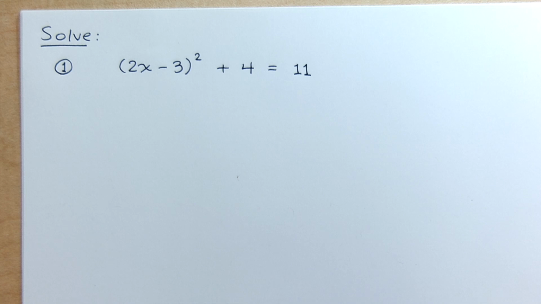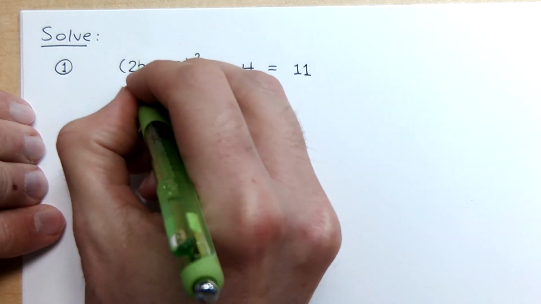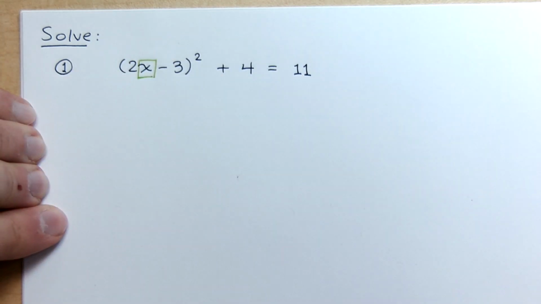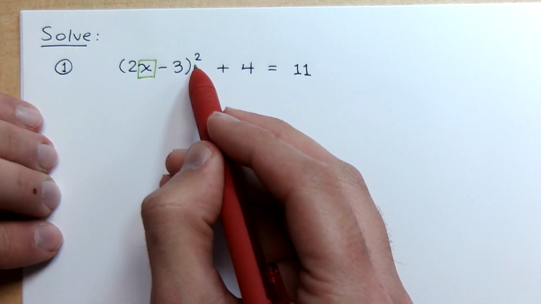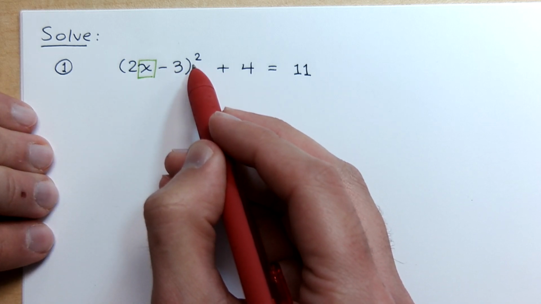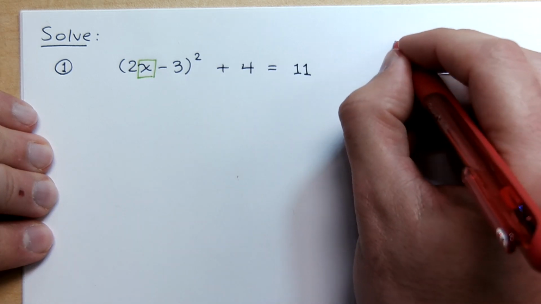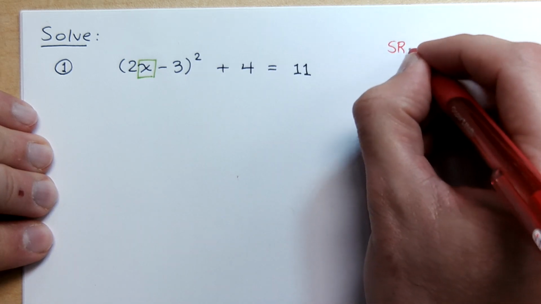In this first problem, one of the things we need to recognize is that there's only one instance of x, and that's this one right here. Also pay attention to the fact that this is a square, which leads us to the thought that this is something quadratic, and we want to think about quadratic methods for solving this. The first thing that we should think of is, can I use the square root property?